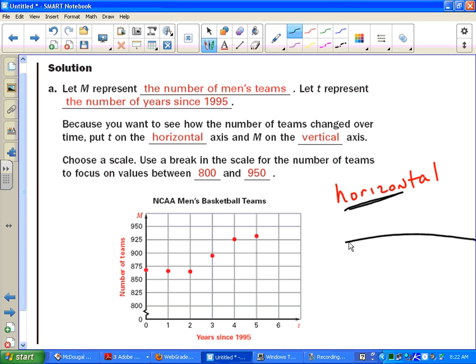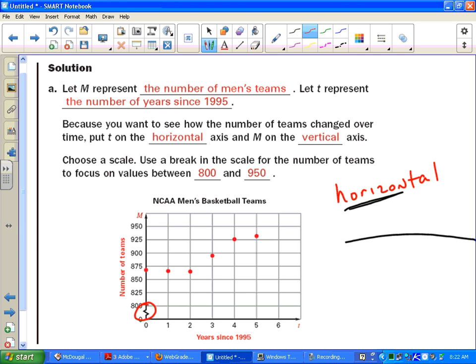Choose a scale, use a break, and when they say break, they mean this little symbol right here, everybody. That just means it's broken from 0 to 800, so it's not showing anything between 0 and 800. To focus on values between 800 and 950, since you didn't go above 950 with teams. Your scatter plot should look something like this.